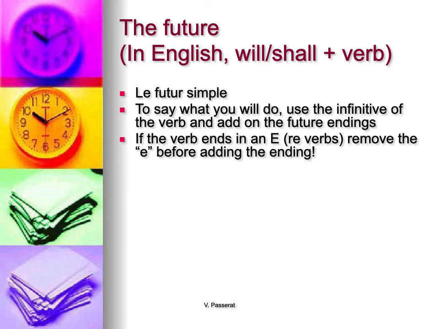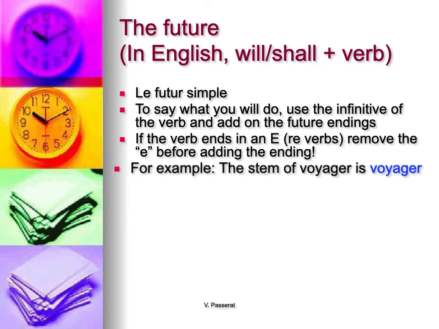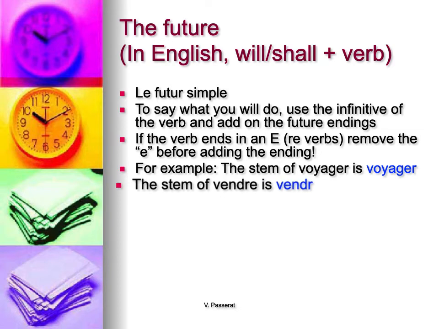So there's a problem if they end in E. So this happens with all our RE verbs. We have to take off that final E before adding the ending. So let's see what these look like. So for example, the stem for voyager is voyager. No change there, that's pretty easy. But the stem for vendre is vendr. Why did it change if it's supposed to be the infinitive? Because that one ends in an E, therefore we have to take off the E. And after we take off the E, we add the futur simple endings.